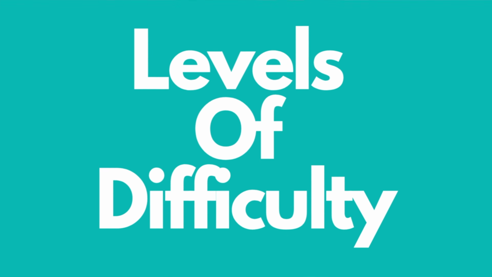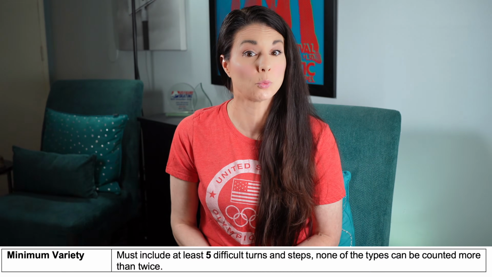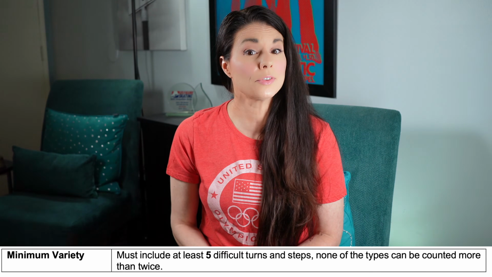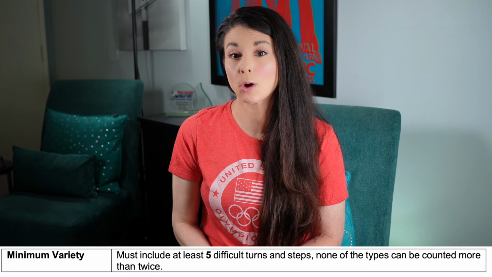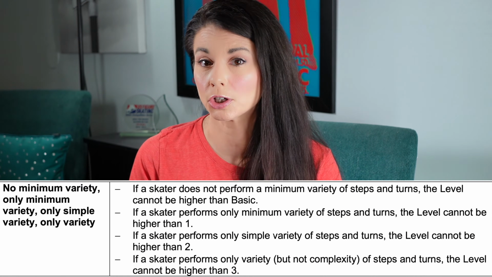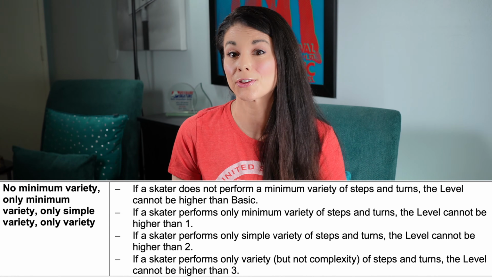Unlike the choreographic sequence, a step sequence is called with a level of difficulty. Minimum variety is a level 1. It must include at least 5 difficult turns and steps. None of the types can be counted more than twice. If a skater does not perform a minimum variety of steps and turns, the level cannot be higher than basic.